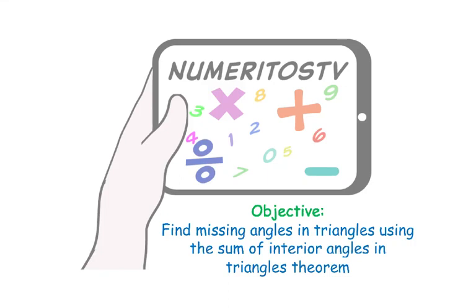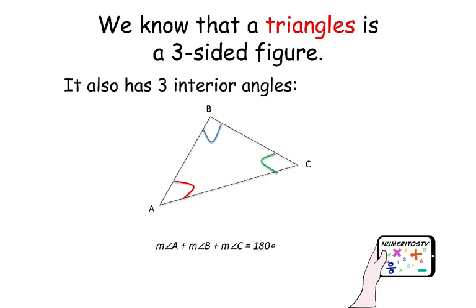The objective today is to find missing angles in triangles using the sum of interior angles in triangles theorem. We know that a triangle is a three-sided figure. It also has three interior angles, as we can see in the following picture: angle A, angle B, and angle C.